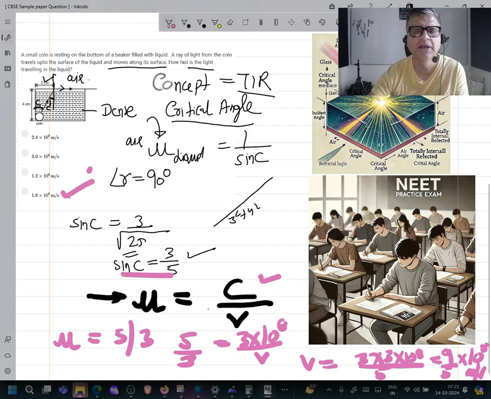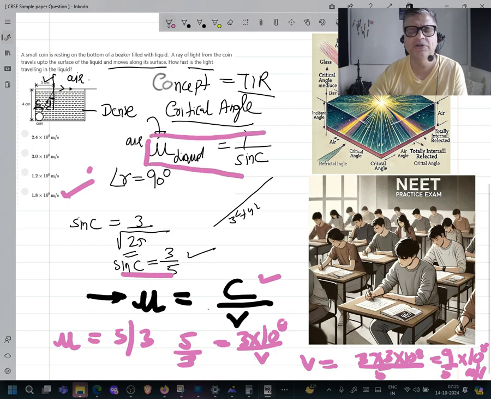This is your answer. You can see the question is not very difficult, but there are layers to the question. You should have been able to establish it's a critical angle. With the help of critical angle, we can find the refractive index. This is the formula for that. And then we know the concept of velocity of light in a medium in terms of refractive index. That is the way you think logically.